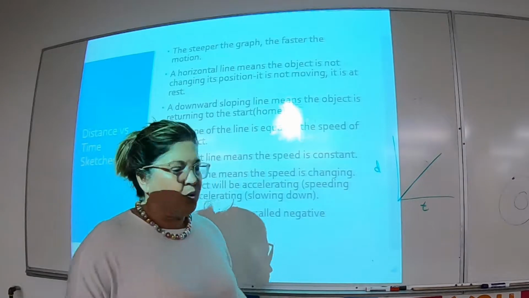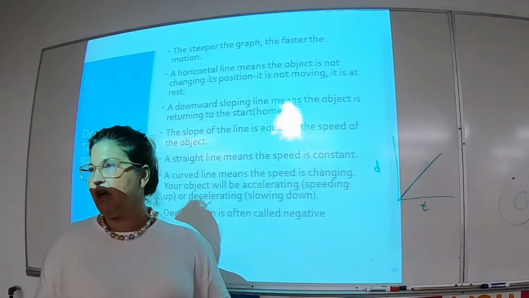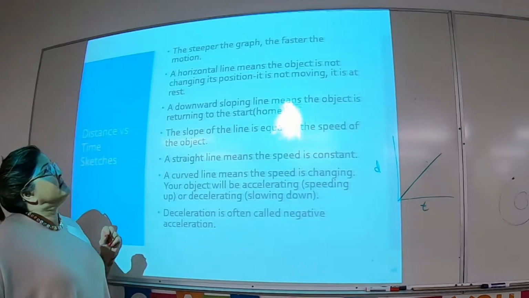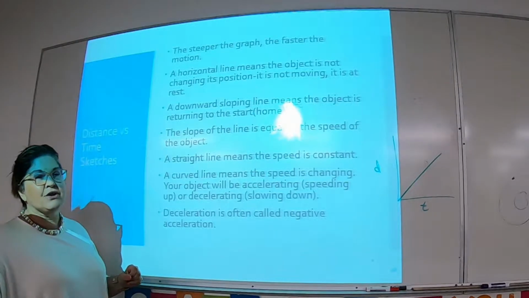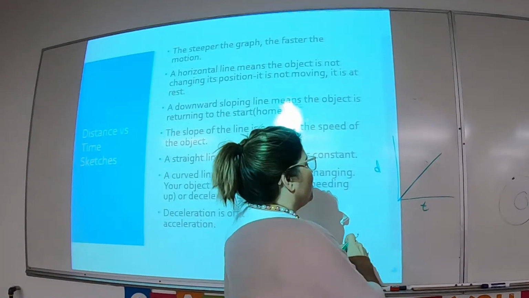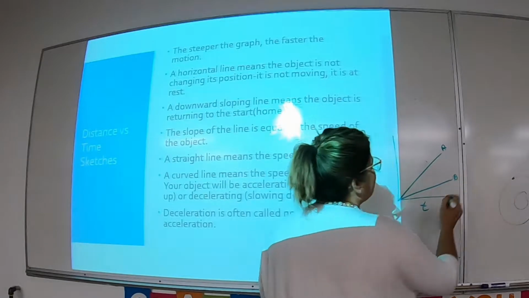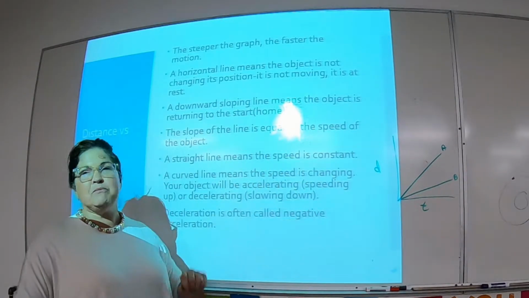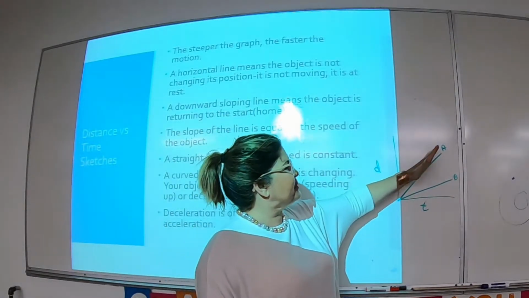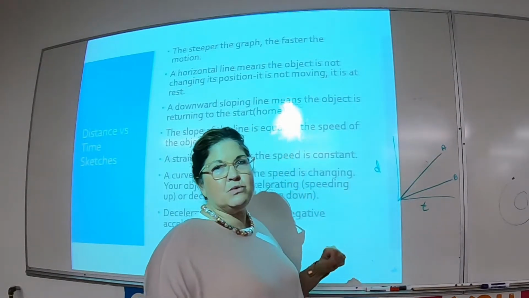Okay? So, a distance time sketch is going to tell us all kinds of information. The first thing it says, the steeper that graph or sketch, the faster the motion. So if I had a line like this, and this was car A, and I had one here, car B, which car would be moving faster, A or B? A, because that is steeper. Okay, the higher up you go, the steeper that line is. So car A would be going faster.